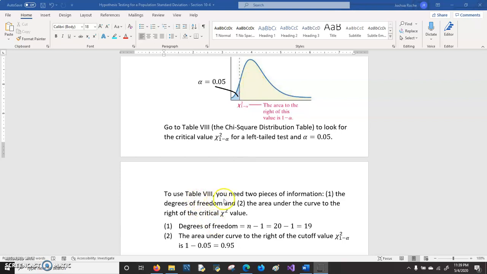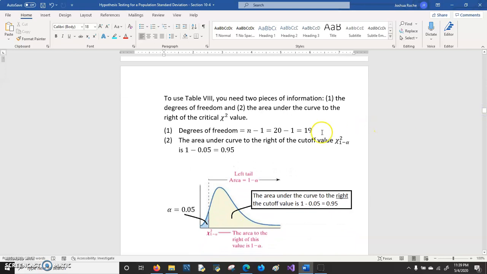To use Table 8, you need two pieces of information. Number one, you need the degrees of freedom, and number two, you need the area under the curve to the right of your critical chi-squared value. The degrees of freedom is n minus 1. Our sample size was 20, so that's 20 minus 1, so 19 degrees of freedom. The area under the curve to the right of the cutoff is 1 minus 0.05, which is 0.95.